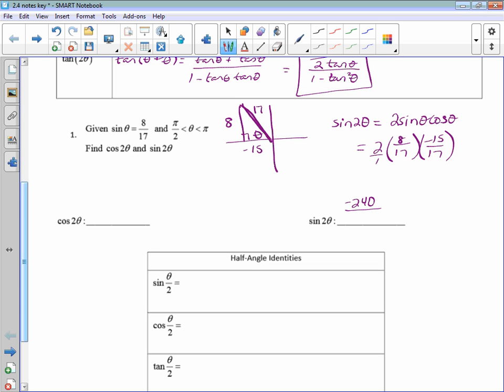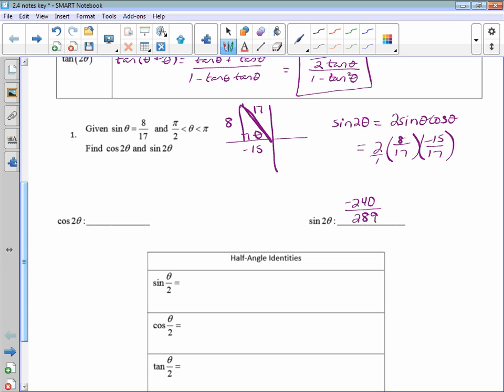Over, you guys know 17 squared? 289, good. And that doesn't reduce because 289, the only number is higher than 17. So nothing else will work. So that is your answer for sine of 2 theta.